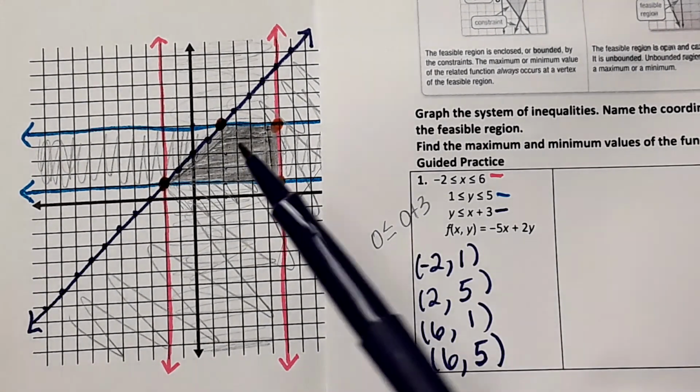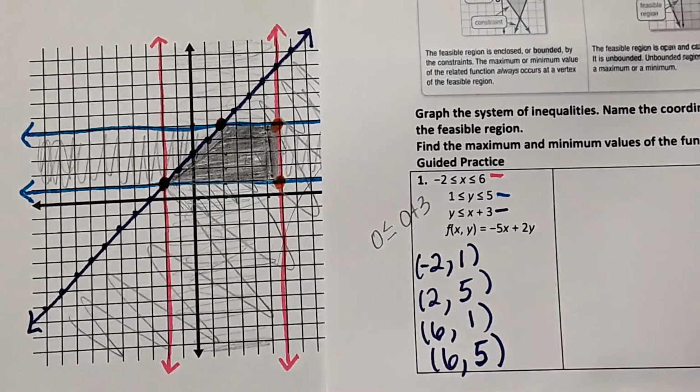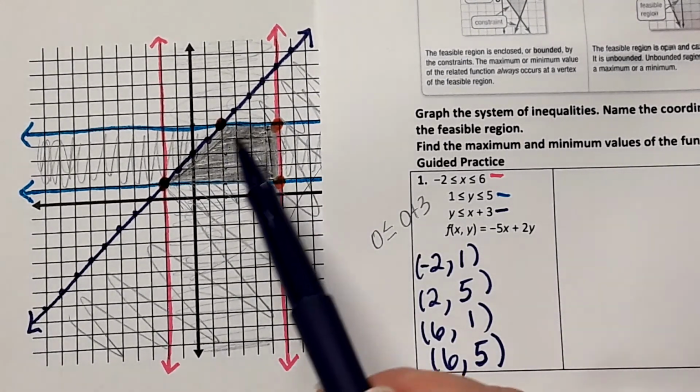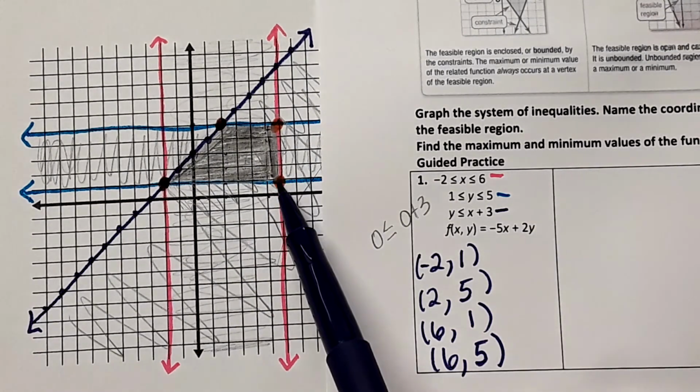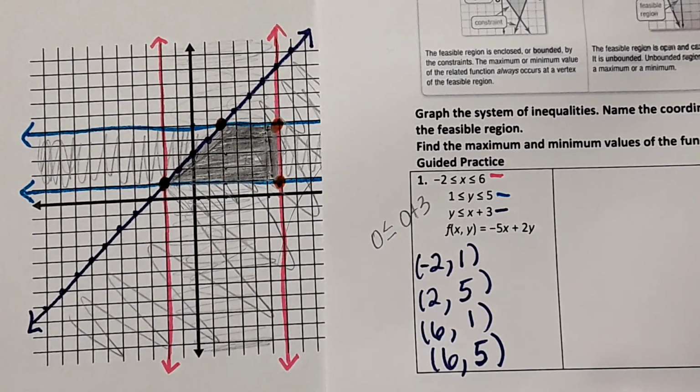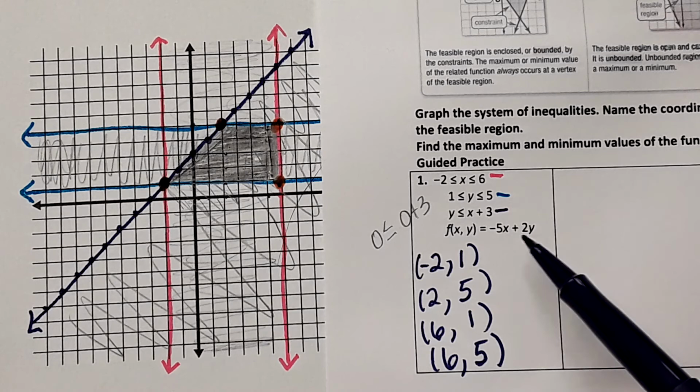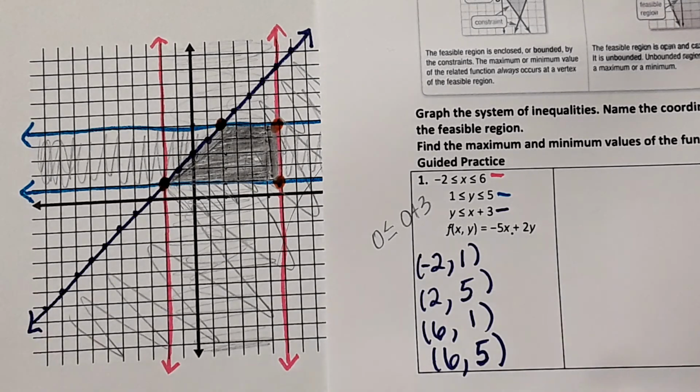So what I've done now is list the vertices of that feasible region. So this is the feasible region. These are the vertices. And this would be bounded because the feasible region is bounded on all sides. If it was unbounded, then one of the sides would not have a line, and the region we shaded would not be bounded on all sides. Okay, so now we have to take our vertices and plug them into this equation. There's a lot that goes into one problem when we're doing linear programming.